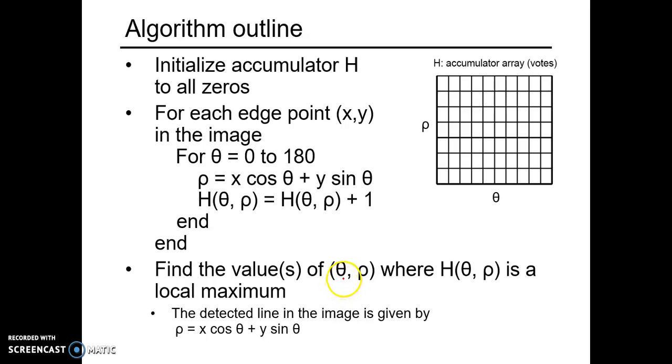Okay, I am repeating: you have to vary the theta value from 0 to 180 degrees and find the rho value, and for each theta within the range, you have to increment the accumulator value from 0 to its maximum. Now you have to find the local maximum of H of theta rho. That means find the values of rho and theta where H of theta rho has the maximum value. That corresponding theta and rho represent the detected line in the image space, represented as rho is equal to x cos theta plus y sin theta.